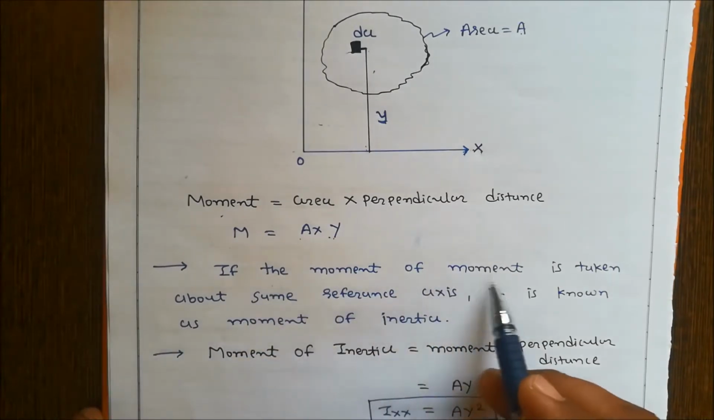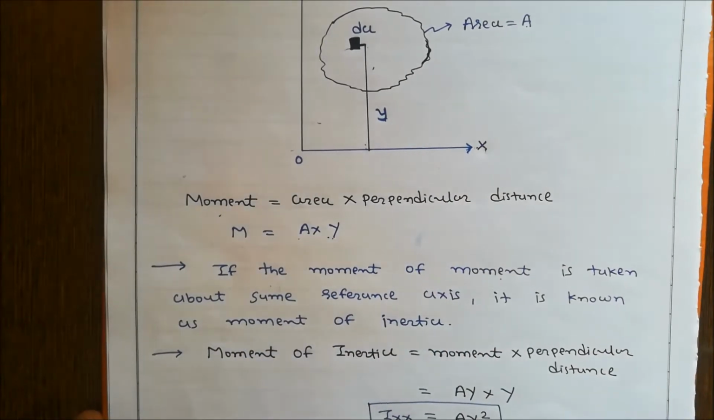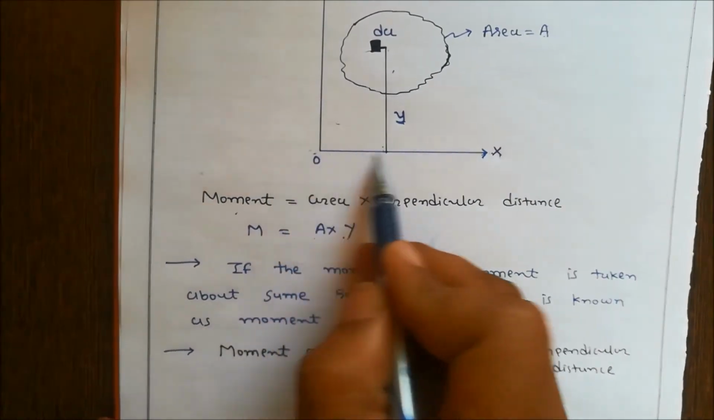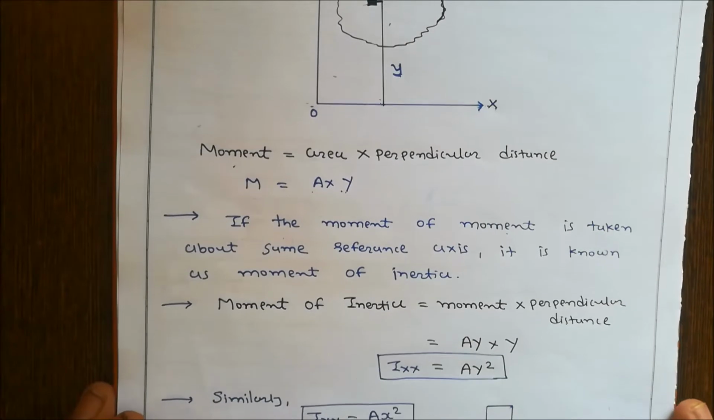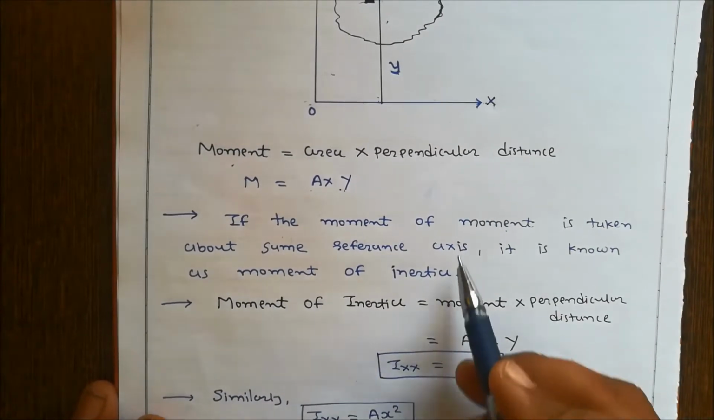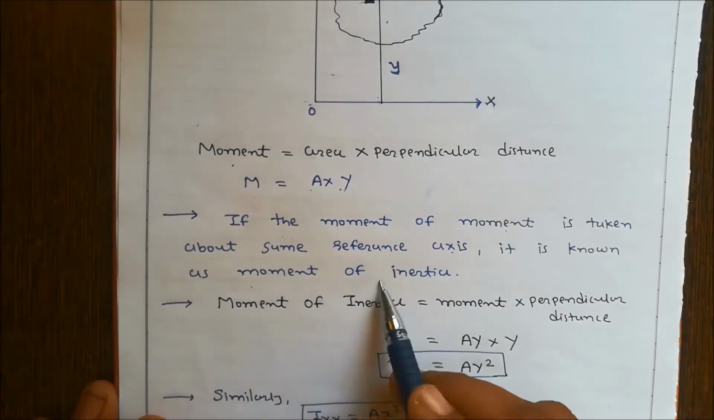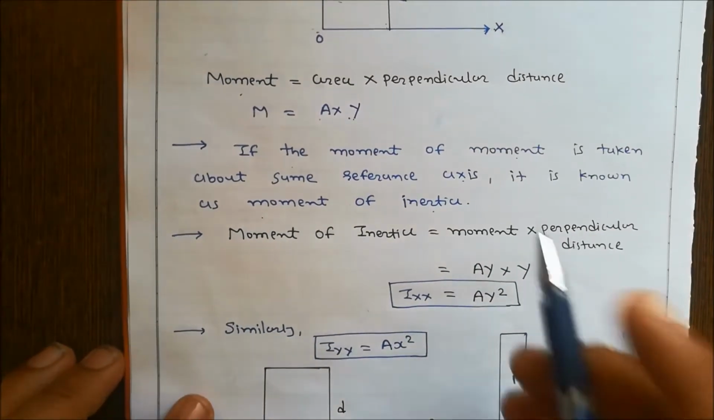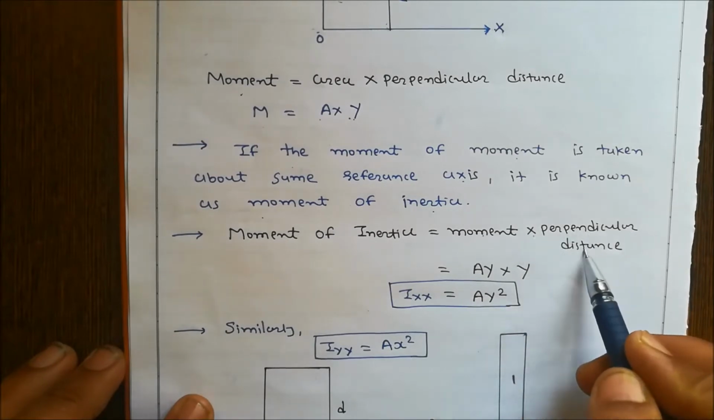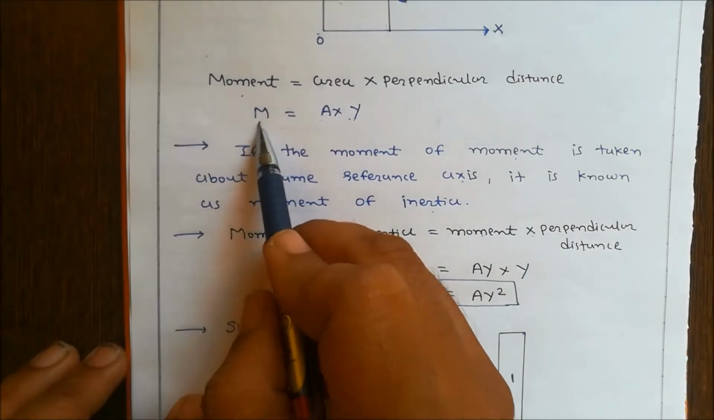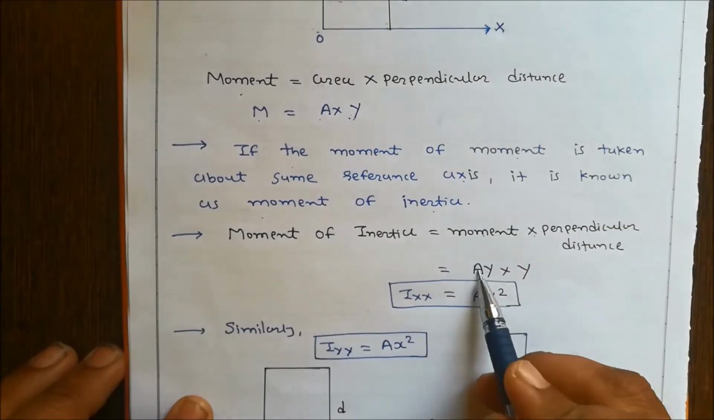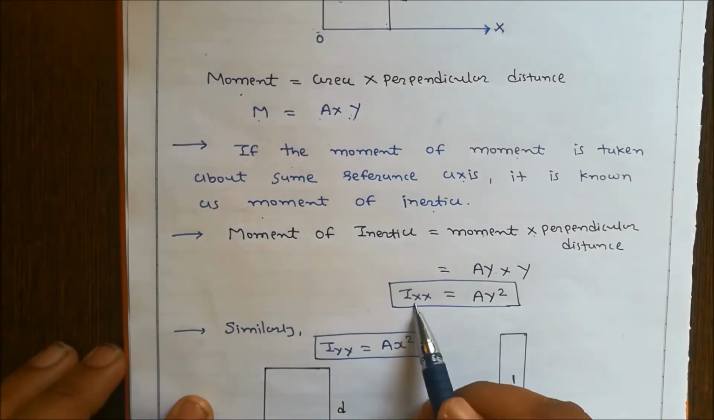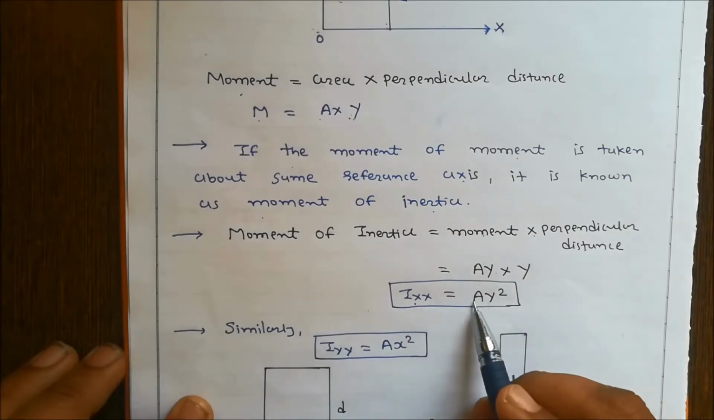If the moment of moment, meaning the second moment of area, is taken about the same reference axis, here we are taking moment about the x-axis, it is known as moment of inertia. So moment of inertia about the x-axis is moment multiplied by perpendicular distance. We already found moment, that is A into y, multiplied by perpendicular distance y. So moment of inertia about the x-axis is A y square.